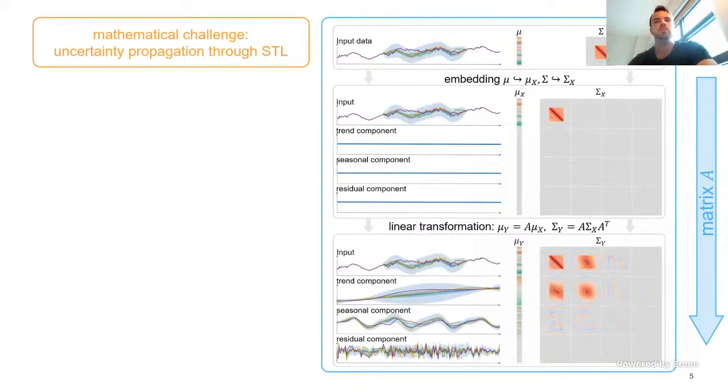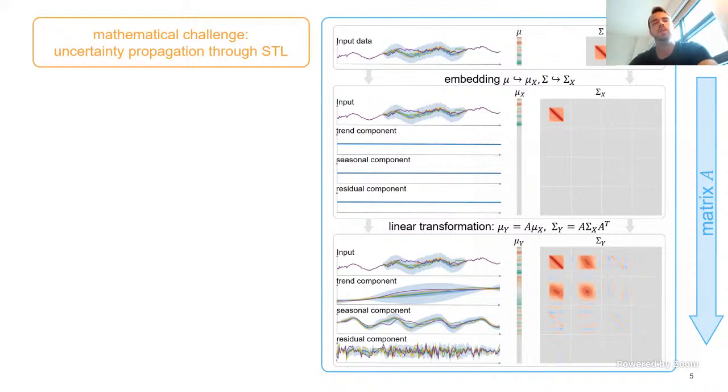And then you have this result. So we have an output, and this is mathematically exact, that we have an exact uncertainty propagation through the pipeline of STL. And this is the mathematical challenge.